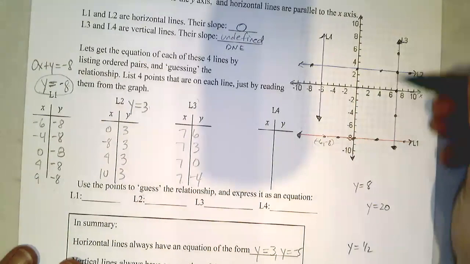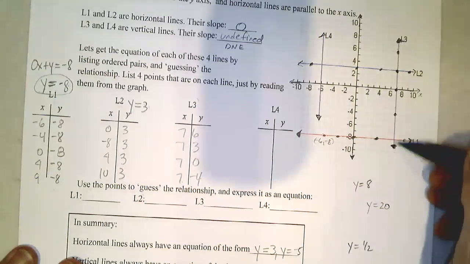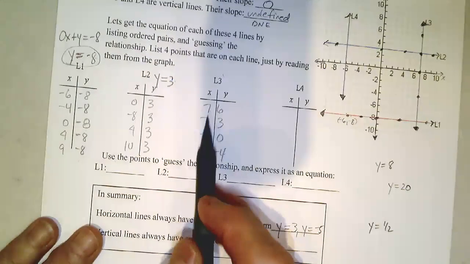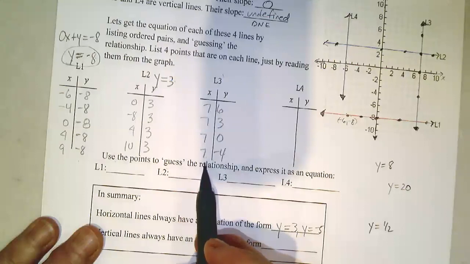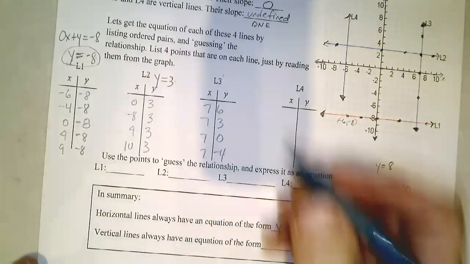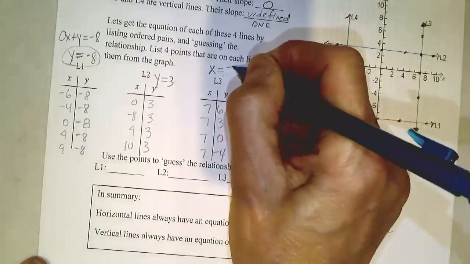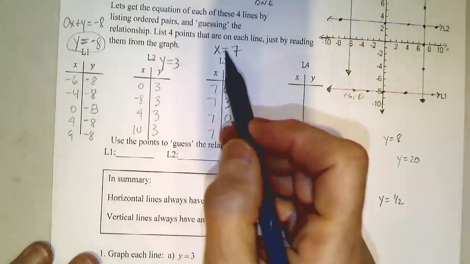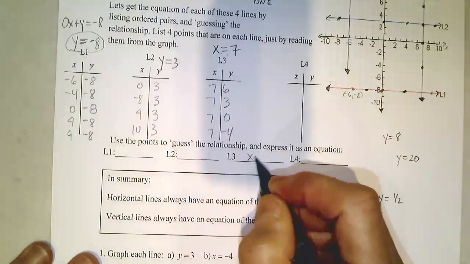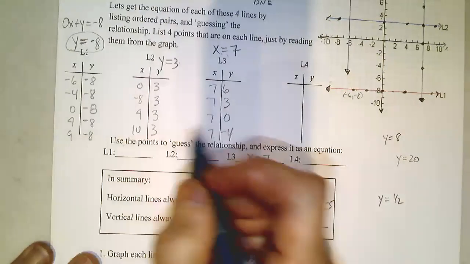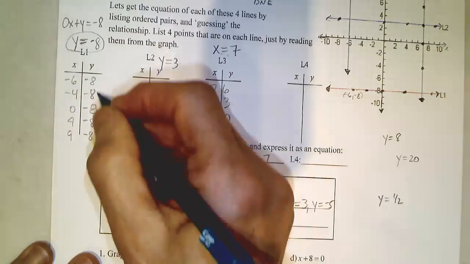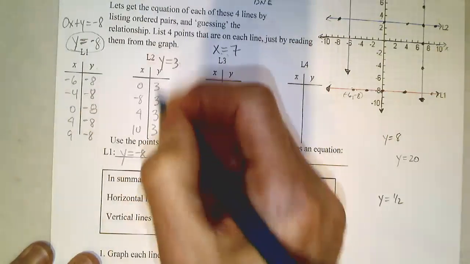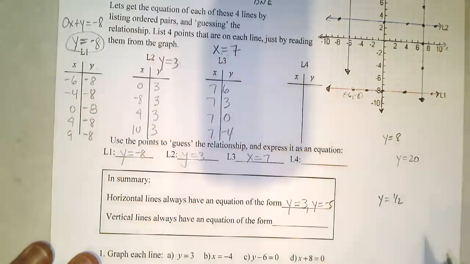Isn't it weird? But every single point that's on this line has an x coordinate of 7. And guess what its equation is? X always equals 7. That's how I say it, right? X always equals 7. So I'll put that here. Line 1, y always equals -8. Line 2, y always equals 3.